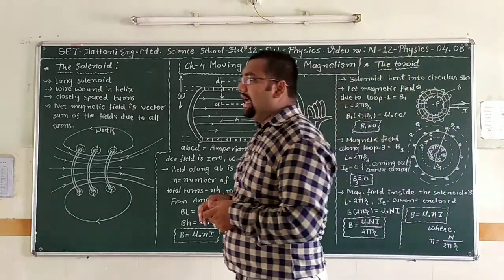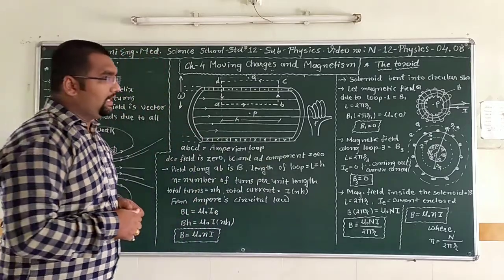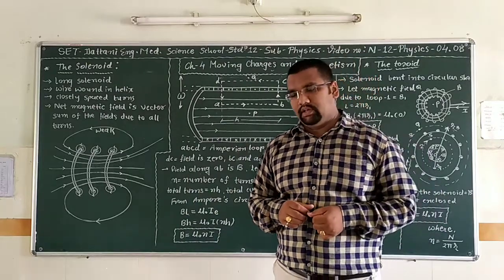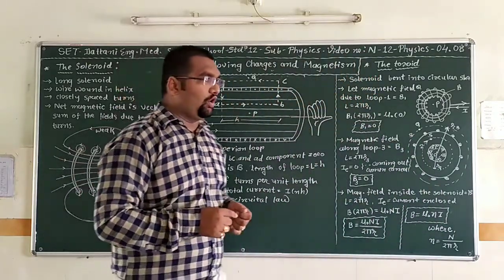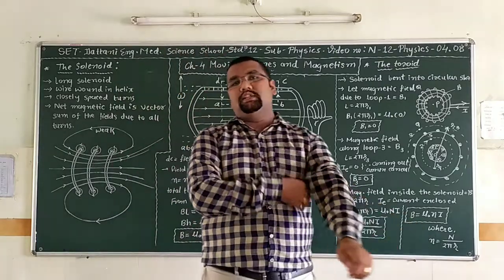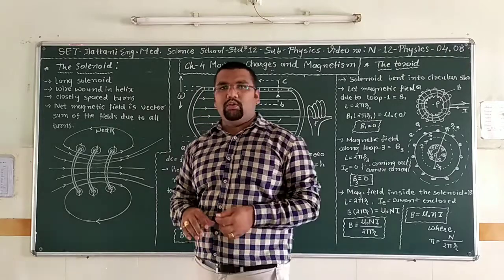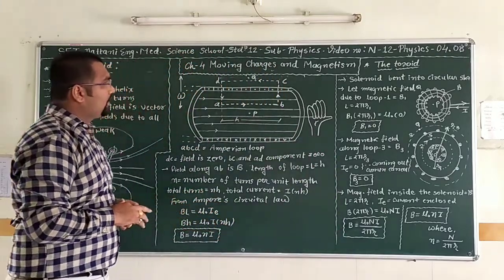The magnetic field lines of a solenoid are the same as those of a bar magnet. We had two poles in a bar magnet. The first one is the north pole and the second one is the south pole. The magnetic field lines of a solenoid are the same as the bar magnet.